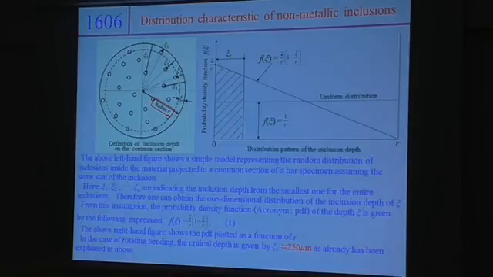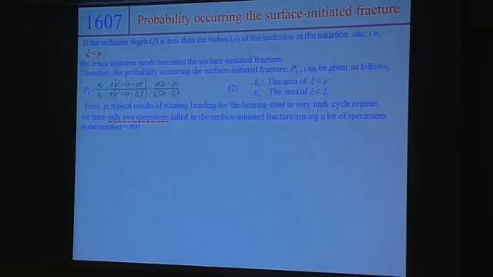In the case of rotating bending, the critical depth is given by xi nearly equal to 250 micrometer, as already has been explained above. If the inclusion depth xi is less than the radius rho of the inclusion as the initiation site, the crack initiation mode becomes the surface initiation fracture. Therefore, the probability of occurring the surface initiation fracture PS can be given as follows. PS equals this expression, equation 2.